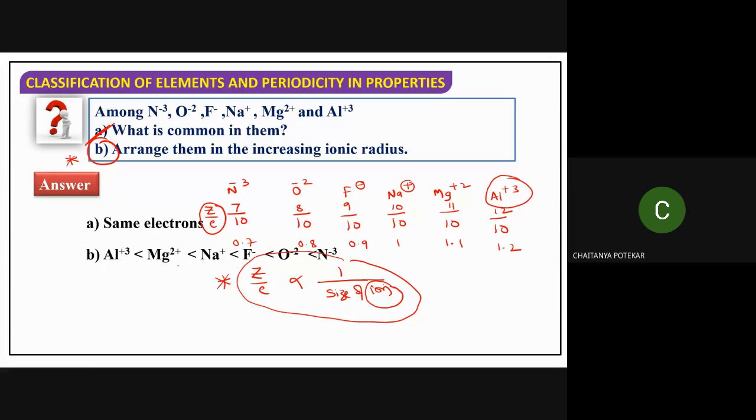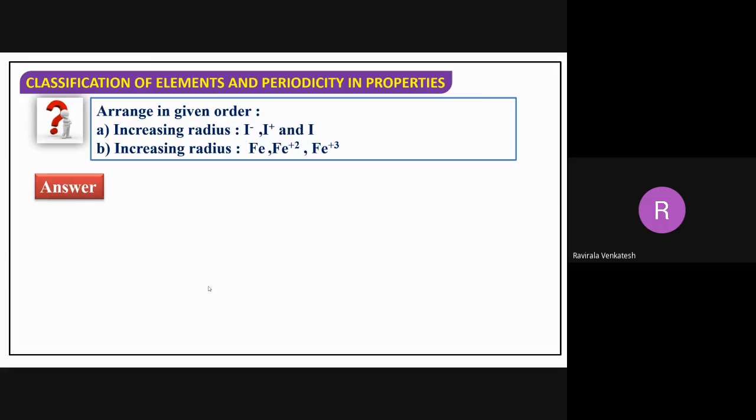Now, this is valid only for isoelectronic species, not for all the ions. See, all are ions, isoelectronic, no? That is the reason I have taken like this. This will be the order: this will be the low value, this will be the higher value. Only for isoelectronic species, not for all the things.